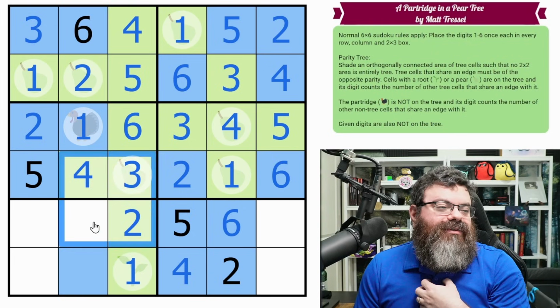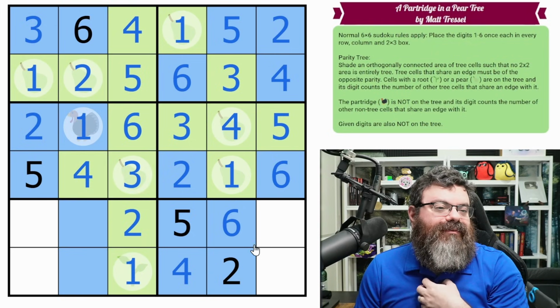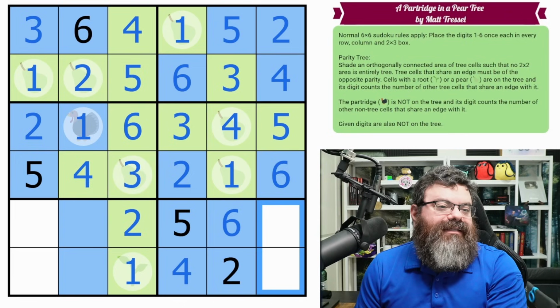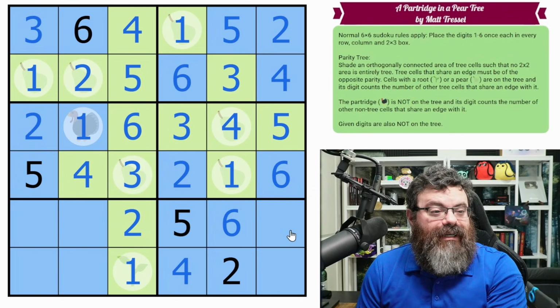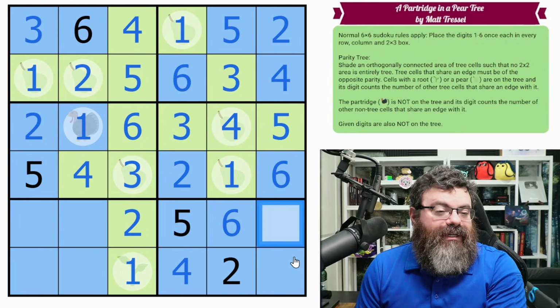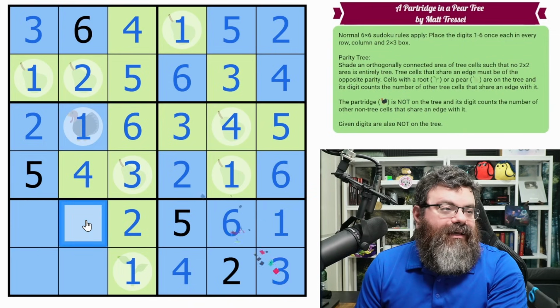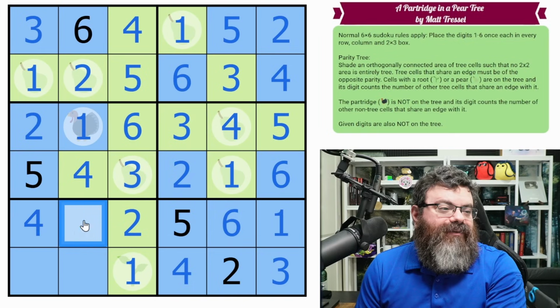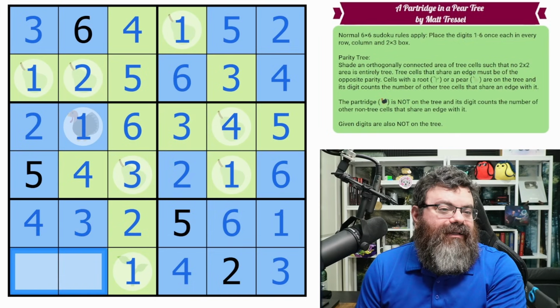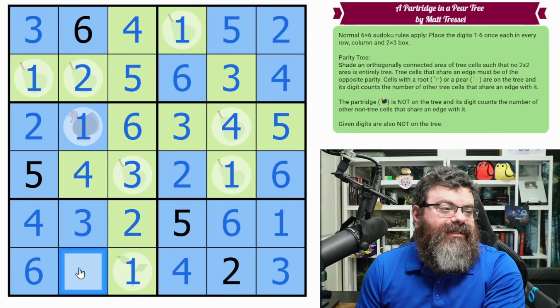Don't make a 2x2 area, so that's blue. These would be isolated if they were green. These would be isolated if they're green. Okay, good. There's a unique tree. Over here we need the 1 and the 3, and then up here we need the 3, 4. So that's 4. That's 3, and then here we need 5, 6. So that's 6. That's 5.